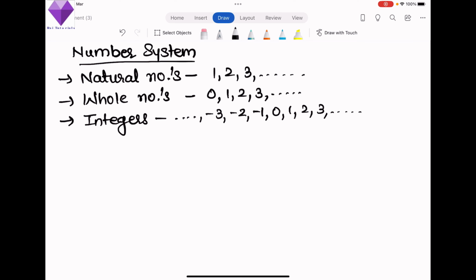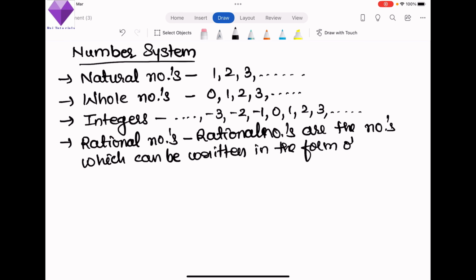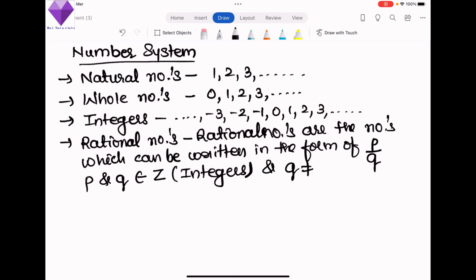Now here we will start the new pattern, that is rational numbers. If I want to give the definition of rational numbers, it is said like this: rational numbers are the numbers which can be written in the form of P by Q, where P and Q both belong to Z, that is integers, and Q can't be equal to 0.